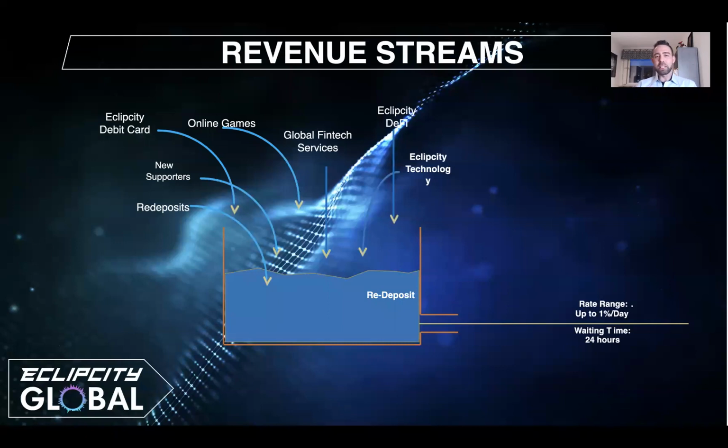We have the EclipCity Global FinTech Services. We also have EclipCity DeFi. We also have EclipCity Technology. And all of this through 2021 will be generating more and more revenue. And that is how we are building this community and a global support fund altogether, which is fueled by a decentralized financial ecosystem. This is how we achieve the vision of a true decentralized global support fund.